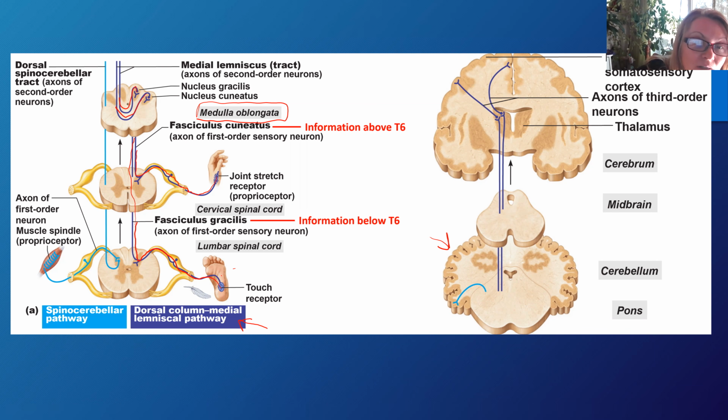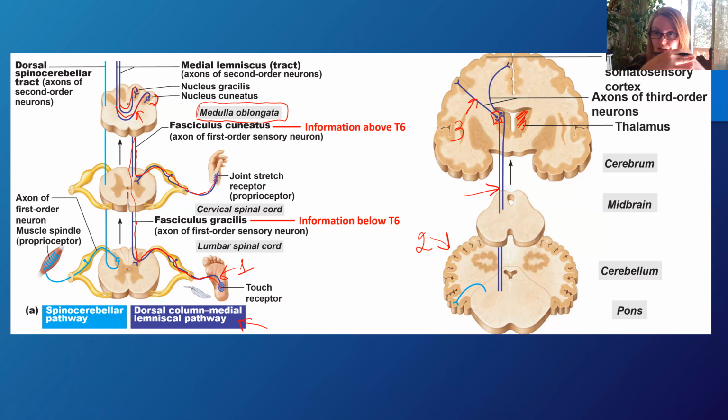Now, this first neuron is called the first order neuron. Right now, it synapses in the medulla. You see, that's a synapse right here. So the second neuron is called the second order neuron. So this is our second order neuron. The second order neuron goes to the thalamus. So here's your thalamus, and here's the synapse with the third order neuron. So we have first order neuron, second order neuron, and a third order neuron, three neurons in a row that bring this information from your touch receptor to your cerebral cortex so you can feel it, right? And this is called the dorsal column medial lemniscus pathway.